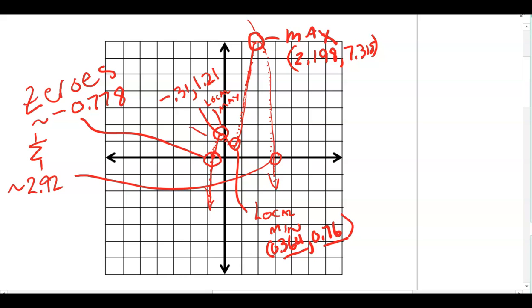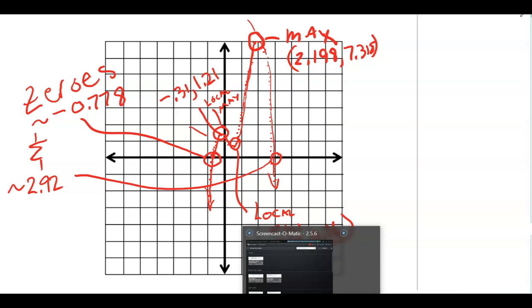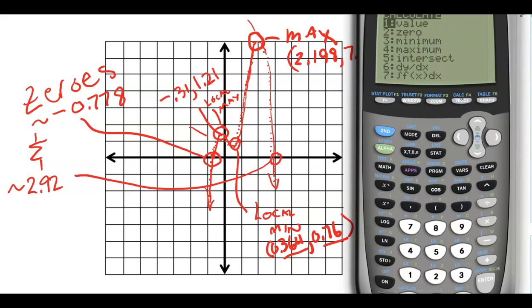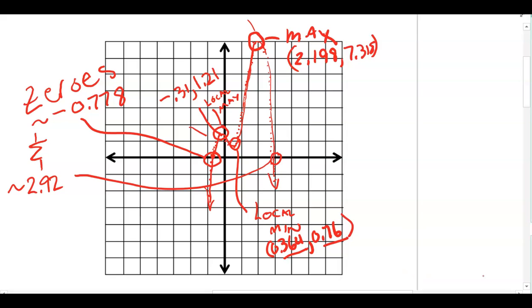There's two of them. And then you also have the ability to go in and find your zeros. Again, we go to our second calc function, we go to the zeros, and we go to the left of one, hit enter, go to the right of it, hit enter, and ask it to solve. So negative 0.777, so negative 0.78 is a 0, and 2.92 is another 0.